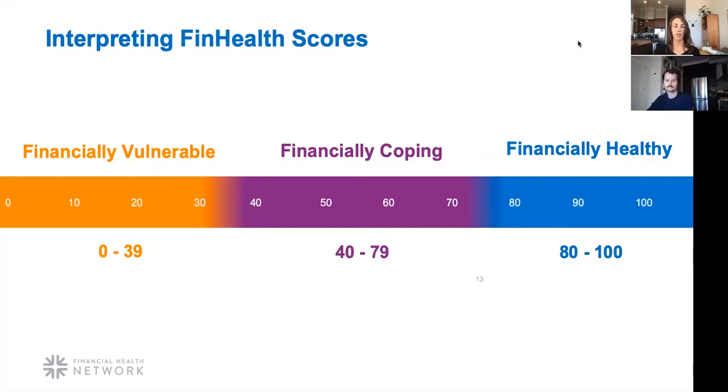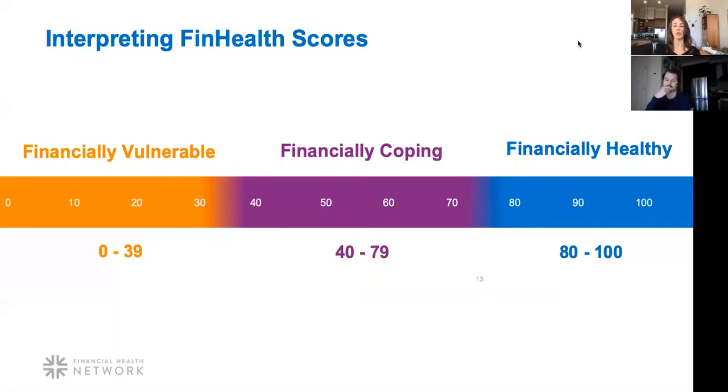Individuals who receive a financial health score between 0 and 39 on the low end of the spectrum can be considered financially vulnerable. These are individuals who may be struggling with most, if not all, aspects of their financial lives. Individuals who score in the middle between 40 and 79. These are individuals who are financially coping. They may be struggling with some, but not necessarily all aspects of their financial lives.